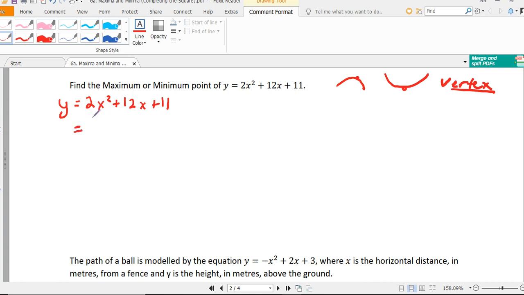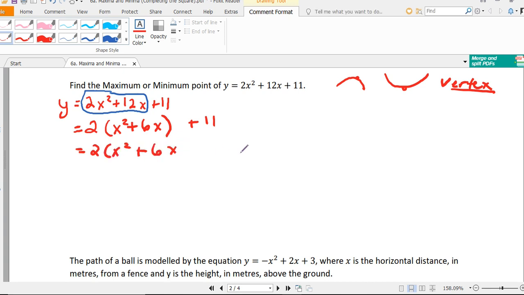So, step one, as I said above, was to take a look at these first two terms and only common factor the coefficient. So 2 is the biggest number that can go into both 2 and 12, clearly a 2. So I'm just left with x squared plus 6x, close the bracket, and then plus 11. Okay? Now, I'm going to rewrite the exact same thing, except I am going to leave a bunch of space here, plus 11.